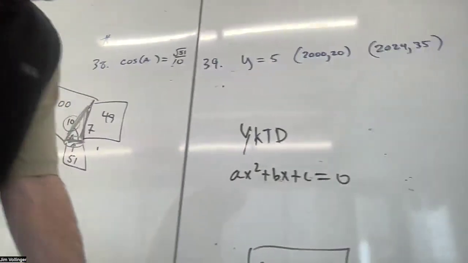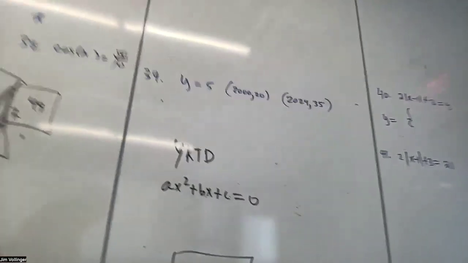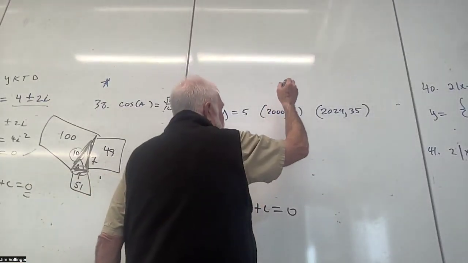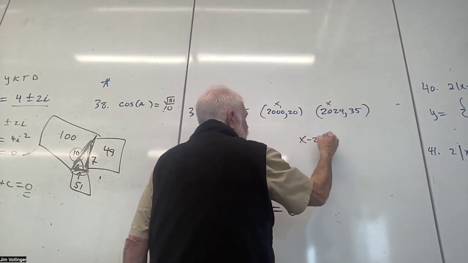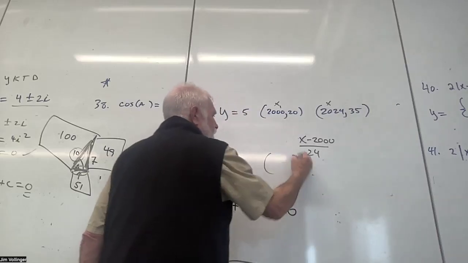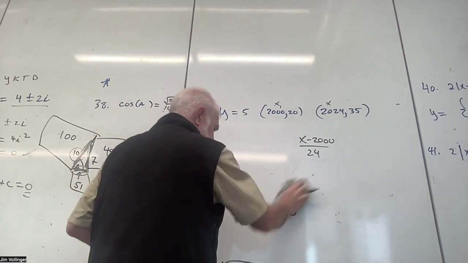All right, so let's keep the y's together. Let's keep the x's together. Let's make an exponential function. Let's do the x's first. x1, x2. I'm seeing x minus 2,000 over 24. And I'm seeing an exponential function. So let's do the exponential work.